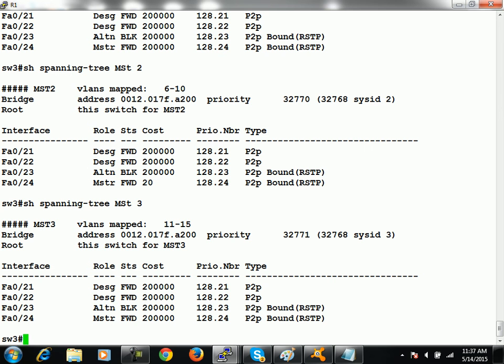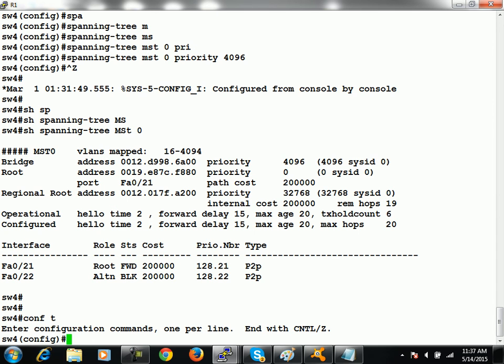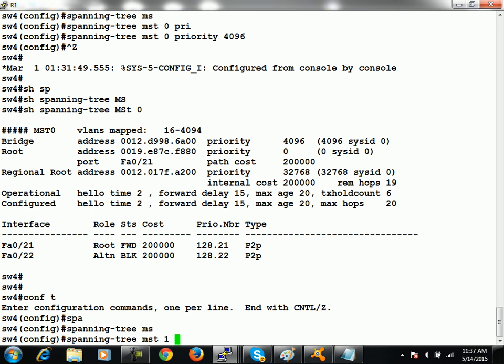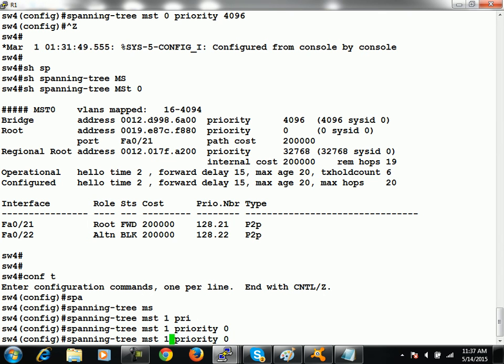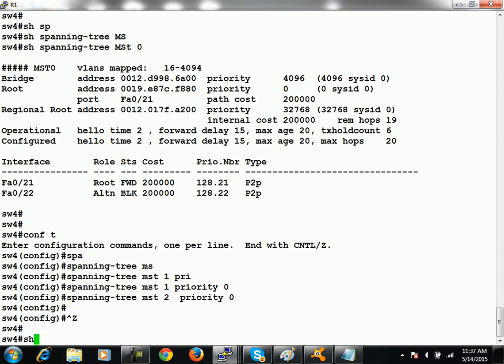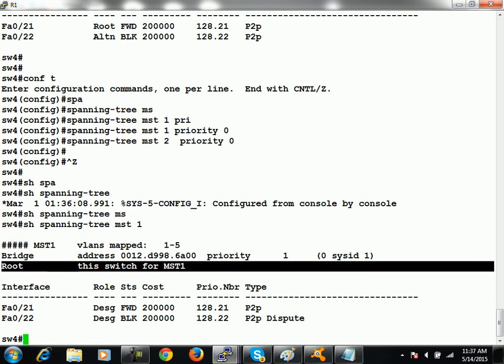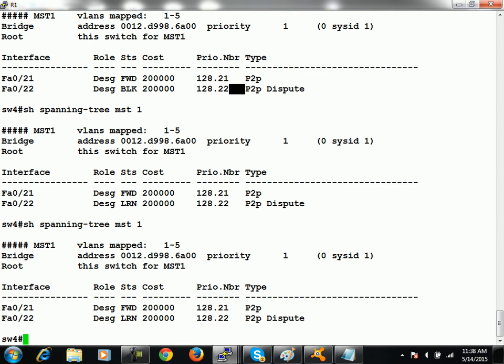For other instances, can switch 4 be a root bridge? Yeah, of course. Let me show you. Except instance 0, forget about instance 0 now. Spanning tree MST1, and now you can set priority 0. For 2 also it will be 0. Now spanning tree MST1, it will be root. This switch is the root and becomes DP. However, it is disputing with the neighbor switch, but after the dispute is done, switch 4 will say that I'm DP, so it will be removed from here very soon.